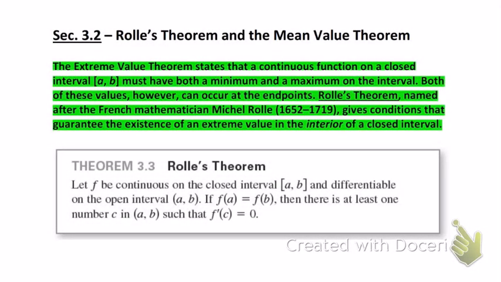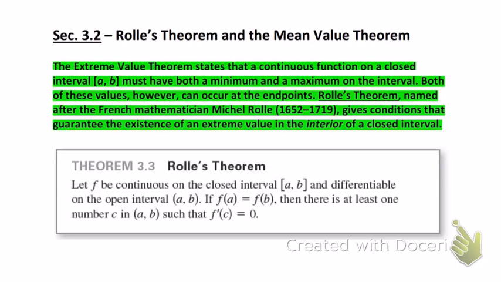Okay, if you take a look at Rolle's theorem, think about what we've done. The extreme value theorem, that was 3.1. What did it say? If you've got a closed interval and the function is continuous, you're going to have a minimum and maximum on that interval. That's all that was saying. And that's what 3.1 was about.